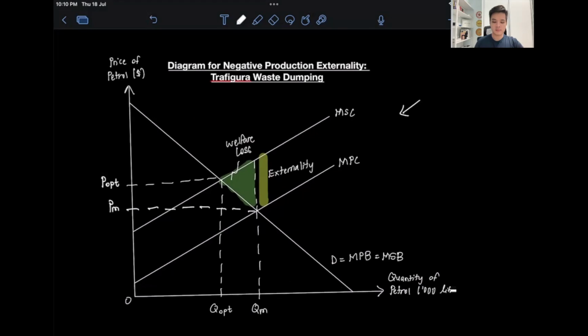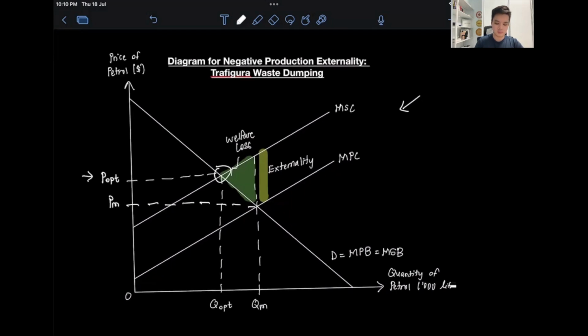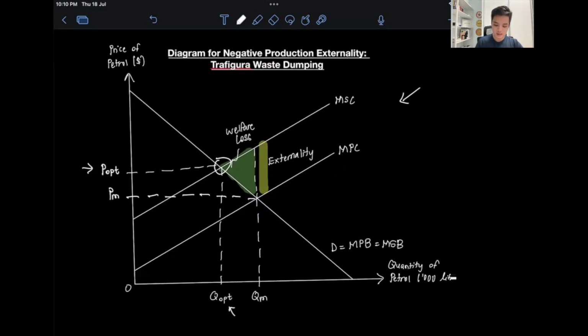If the firm were to be producing at a socially optimal level, it will be producing at this point over here, where the price is at optimal price and it is producing at a socially optimal level QOPT. But instead, we see that it is producing at a higher than optimal quantity, reflected in the diagram as QM, and at a lower than optimal price, which is reflected in PM over here. So what does this mean?